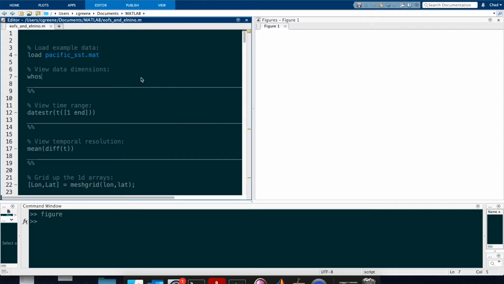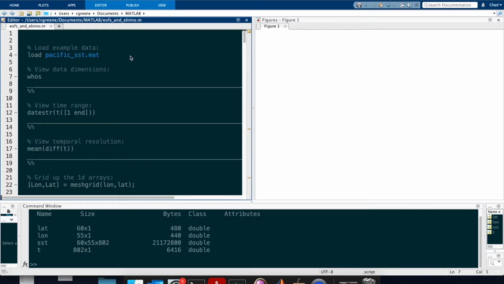So what we're going to be doing here is starting with the example data that comes with CDT, this specific SST data, and we'll say whos. And whos tells us what variables are in this data set and what size. So in this example data, we have latitude, longitude, SST, and time. SST is a 60 by 55 by 802. That's a data cube where the first two dimensions correspond to latitude and longitude, and the third dimension is time.